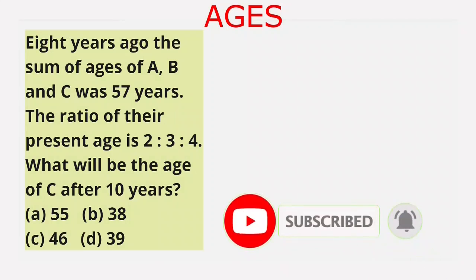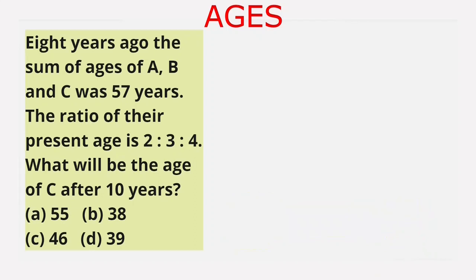We can solve this question within 30 seconds orally. It's given that 8 years ago the sum of the ages of A, B and C was 57 years. So if we come to the present ages of these three, then we have to add 8 for A, 8 for B and 8 for C, that is 24 years, to 57 years.